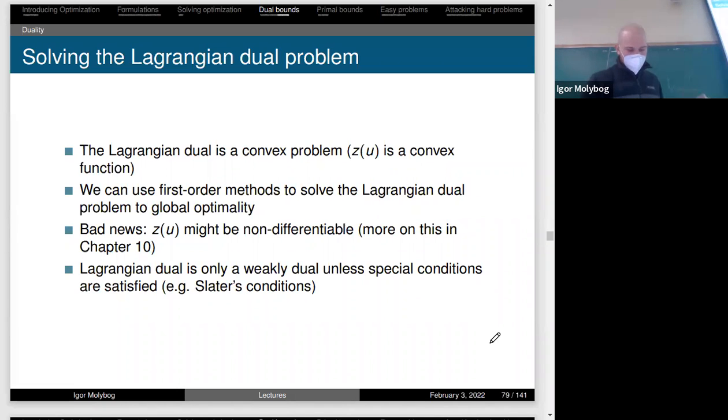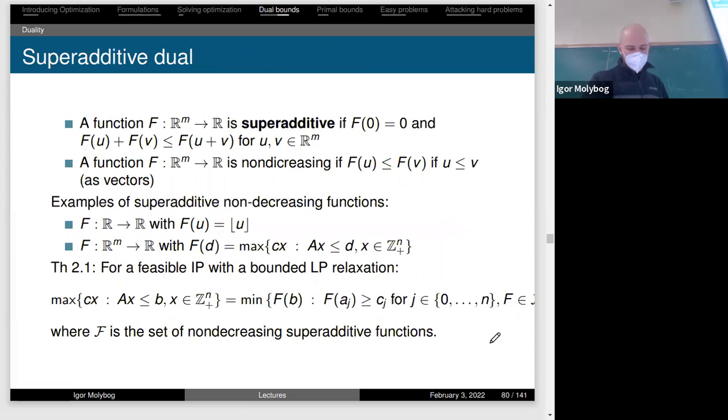Okay, so only weak duality is guaranteed to hold. However, it's possible to close this gap if there are conditions that satisfy it. You can read about it. I don't think there is much about it in the book, but there is information about it on Wikipedia if you ever stumble upon this kind of stuff.